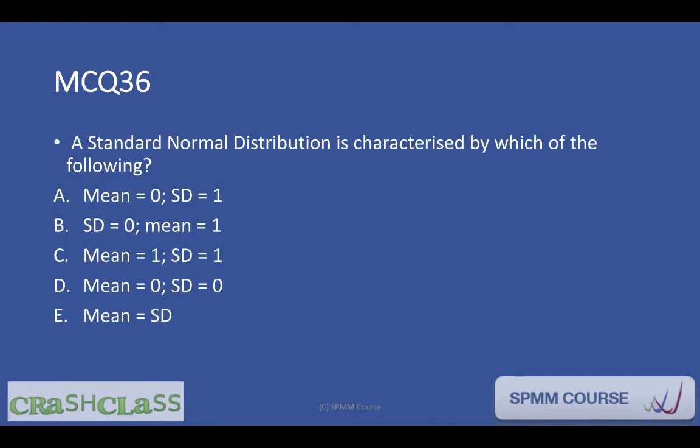A standard normal distribution is characterized by which of the following? So you know what a normal distribution is. Mean is the same as median is the same as mode. What is a standard normal distribution? A standard normal distribution is nothing but a normal distribution where the mean is equal to 0 and the standard deviation is equal to 1. So remember that. If the mean is 0 and the standard deviation is 1, that's called a standard normal distribution.